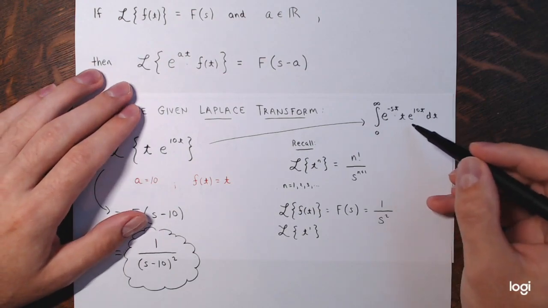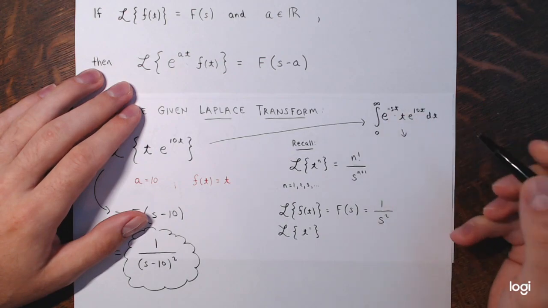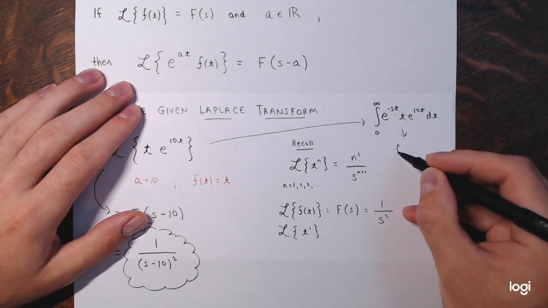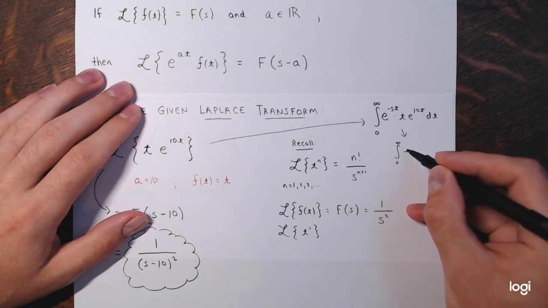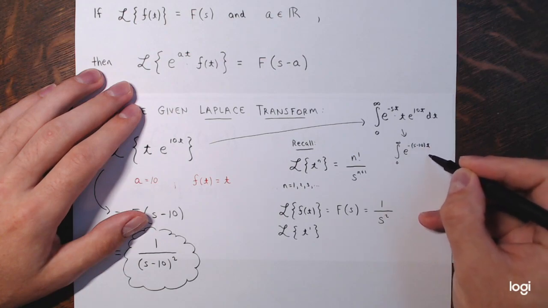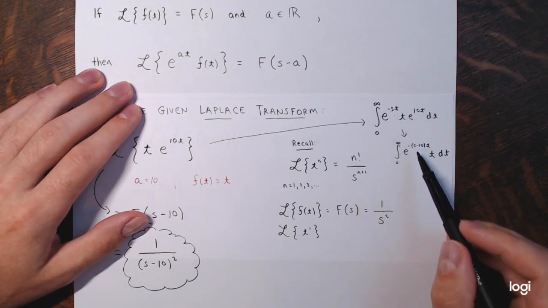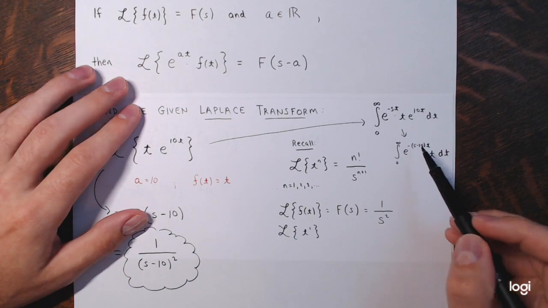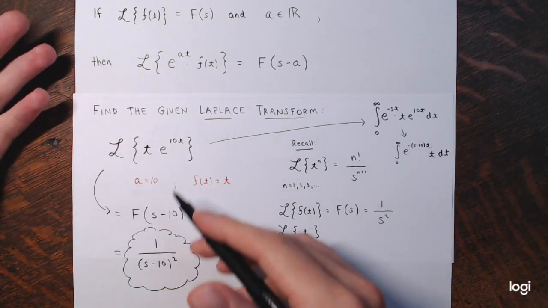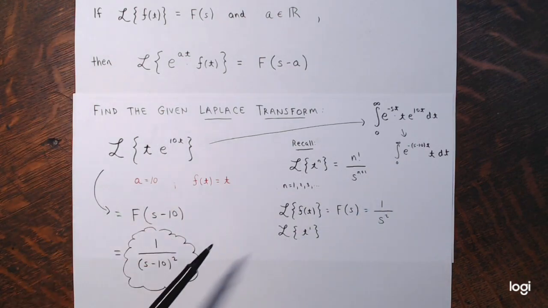So hopefully, maybe you can even see it here, that when I put e to the negative st and e to the 10t together, this would be the integral from 0 to infinity of e to the negative, and then s minus 10 times t, and then times t dt. So you see it's the same function, but where s is replaced by s minus 10. That's exactly what the theorem is stating. Okay, sorry if that's pretty tiny there. Okay, so let's keep doing this.